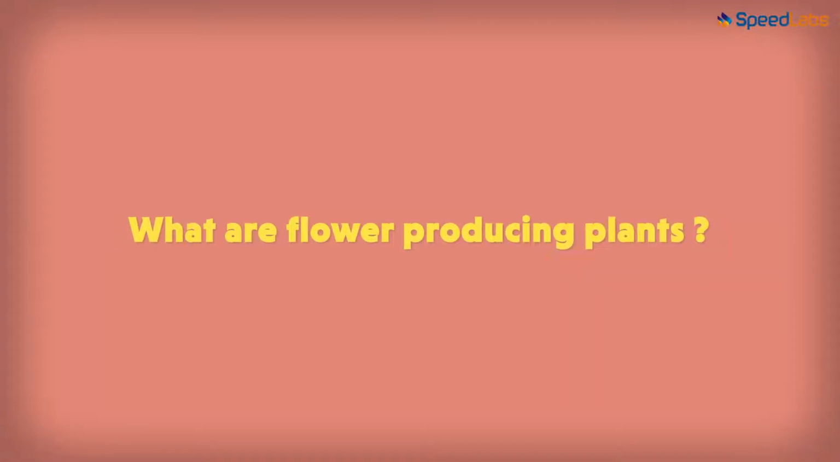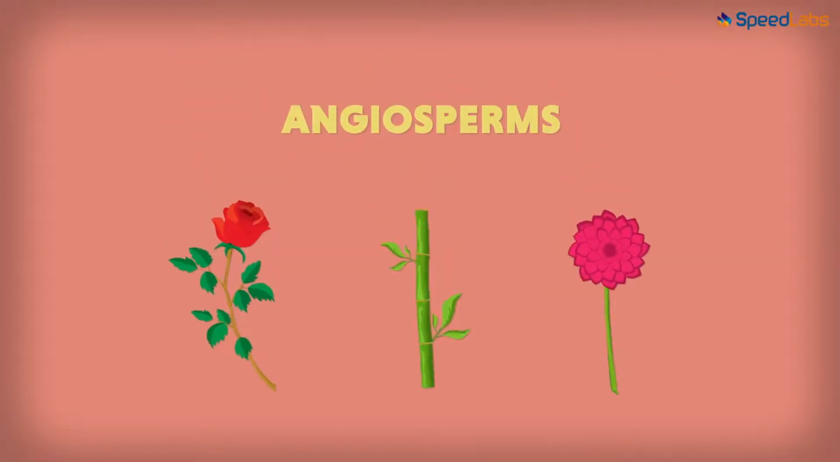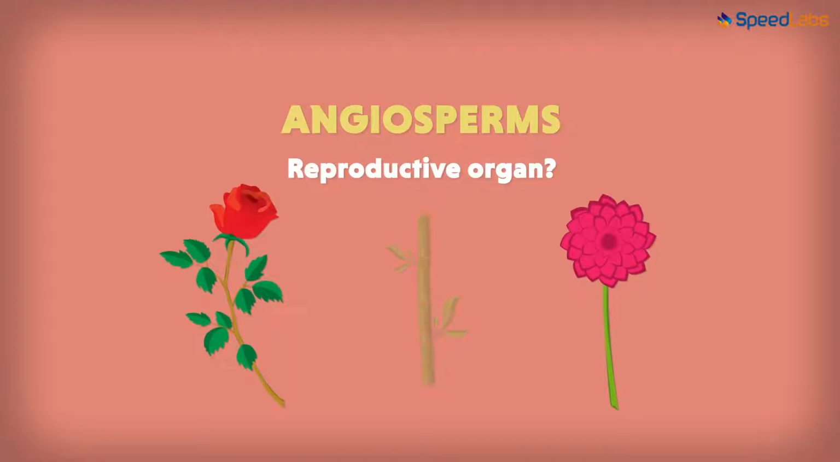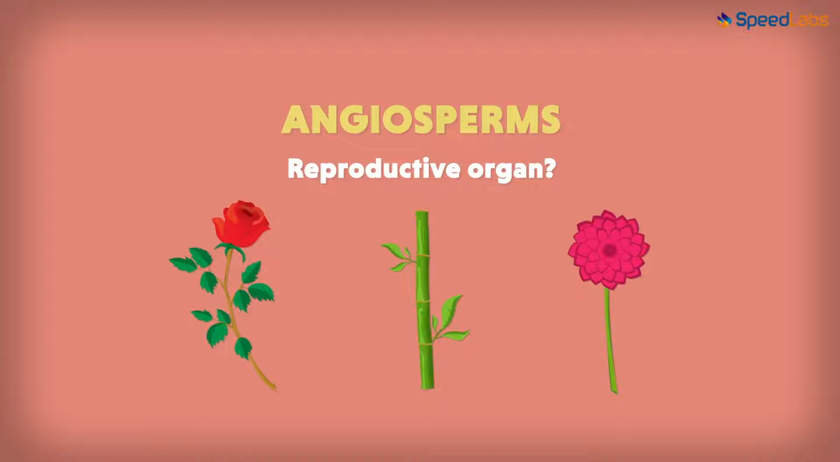What are flower-producing plants called? Do you remember the term used for them? Angiosperms, that's right. And what is the reproductive organ of the plant? The flower is the reproductive organ of the plant, and in this lesson, we will study its parts in detail.